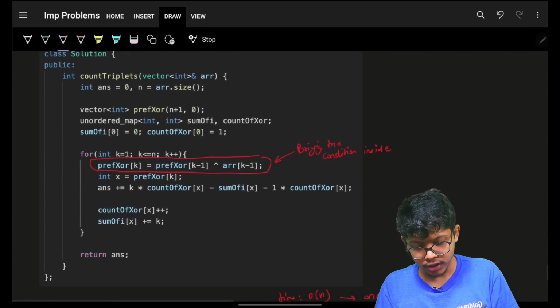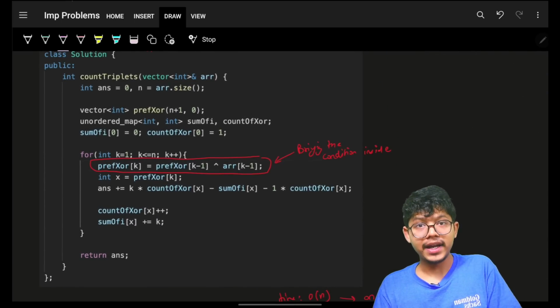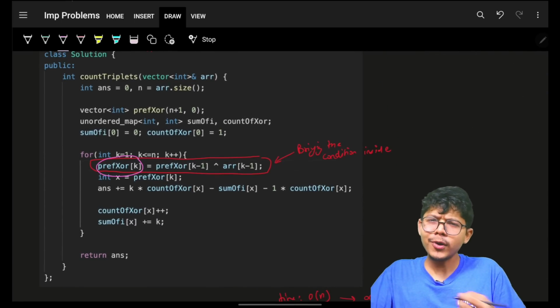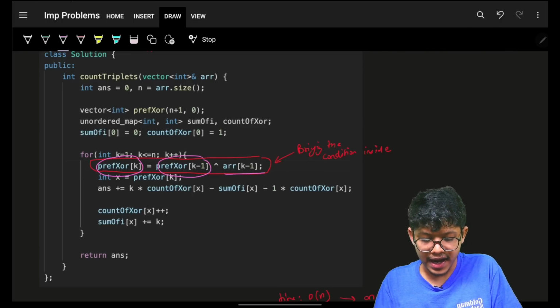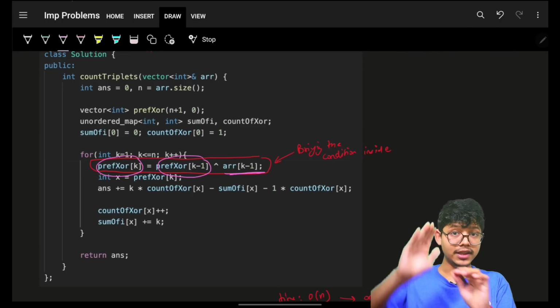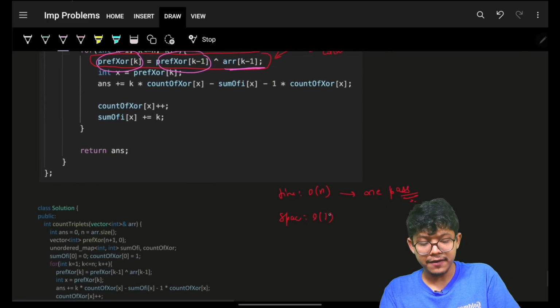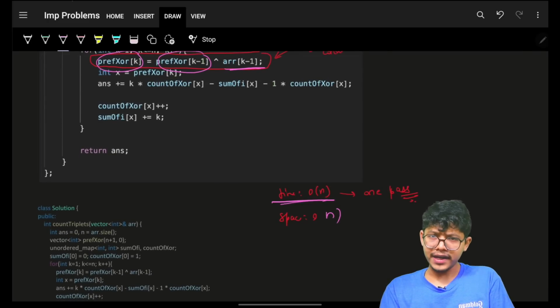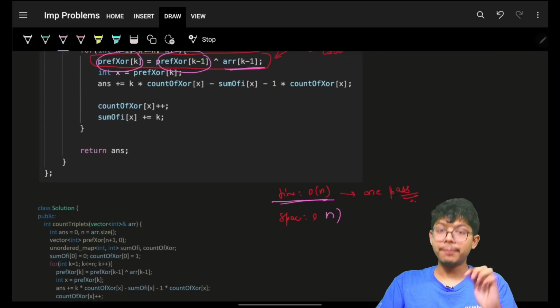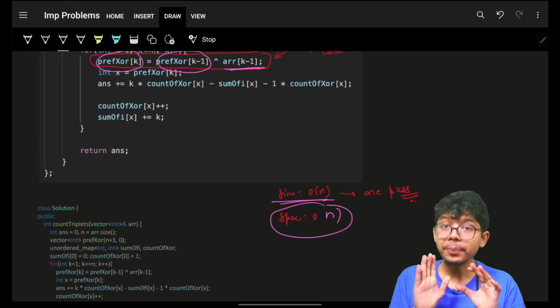How? You will see the code. I just put this condition inside the for loop and I compute the prefix XOR of k by simply taking prefix of k minus 1 XOR with array of k minus 1. I just put that condition above inside, and that's it. And thus I received my time as O of n, the same time, but it is now a 1-pass approach, while space will still be O of n, and that's how this is the most optimal approach for you.